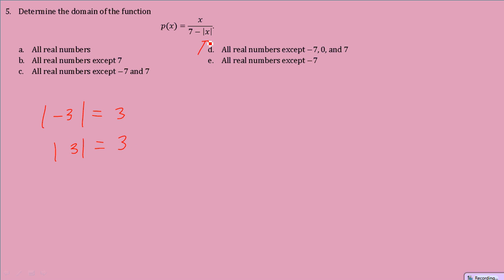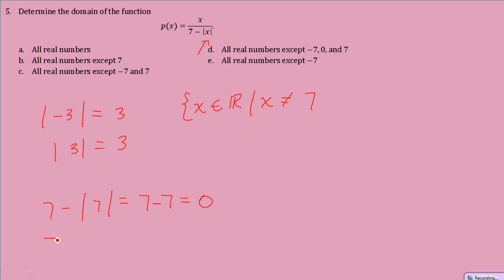So the question is saying, what number can I plug in here that would make this 0? Because remember, when we're talking about domain, we're saying that it's all real numbers such that x is not equal to something, right? So in this case, obviously a positive 7 wouldn't work because we would have 7 minus absolute value of 7, which is 7 minus 7, which is 0. So you can't have 7.